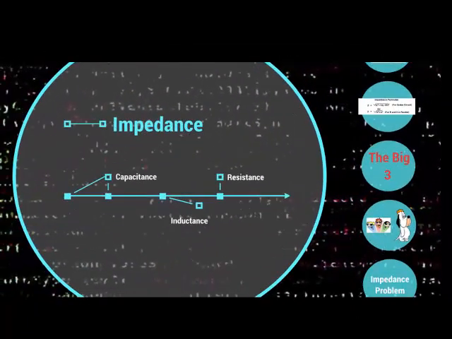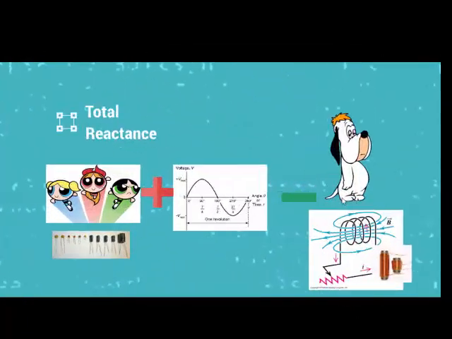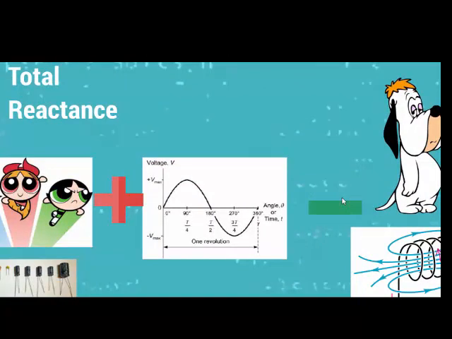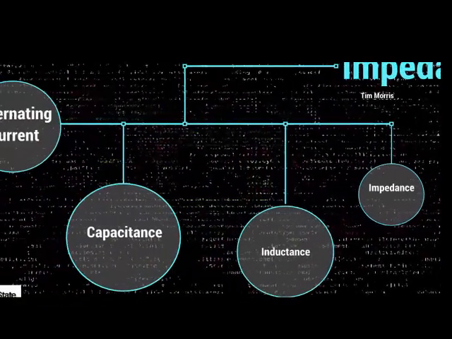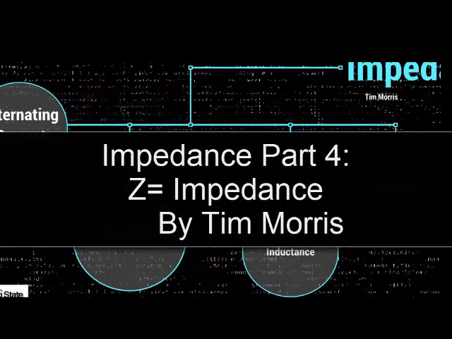So now you know the relationship. The relationship is that we take resistance, capacitive reactance and inductive reactance, and we put them all in a bag, shake them up, and out comes the result, and that is what the phase shift will be in an AC circuit, and that is impedance.